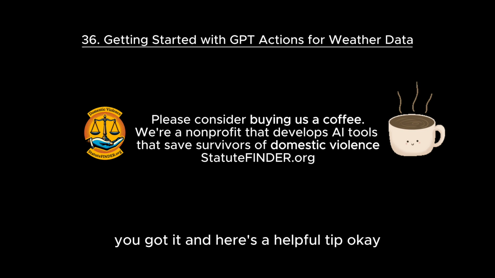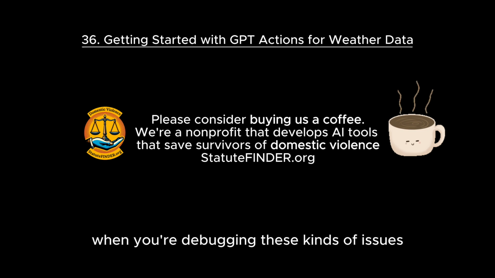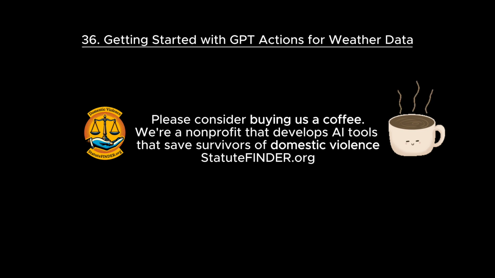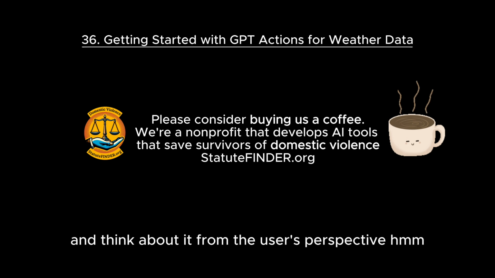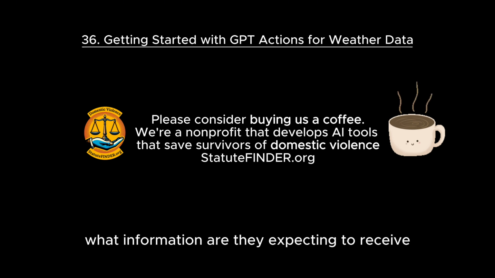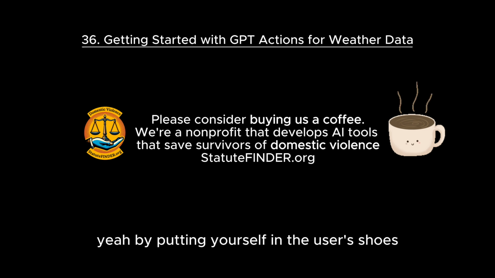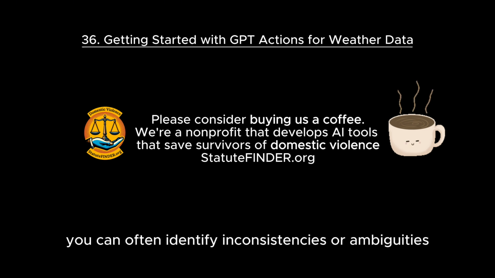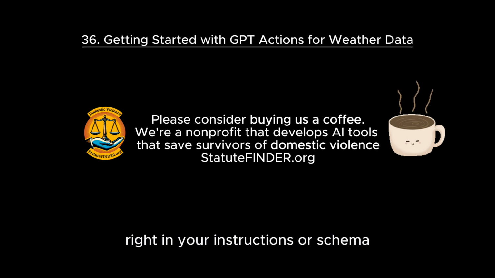And here's a helpful tip. When you're debugging these kinds of issues, try to step back and think about it from the user's perspective. What is the user asking? What information are they expecting to receive? By putting yourself in the user's shoes, you can often identify inconsistencies or ambiguities in your instructions or schema that might be leading the GPT astray.